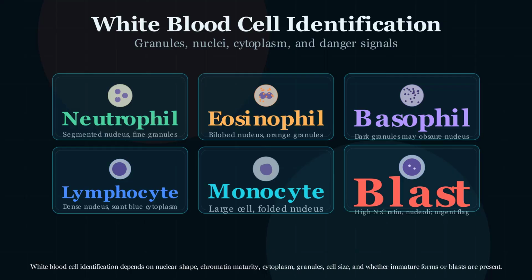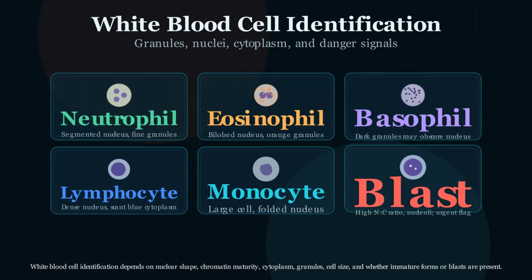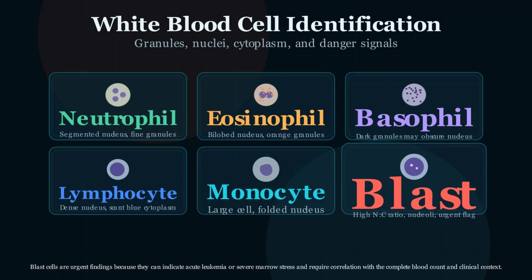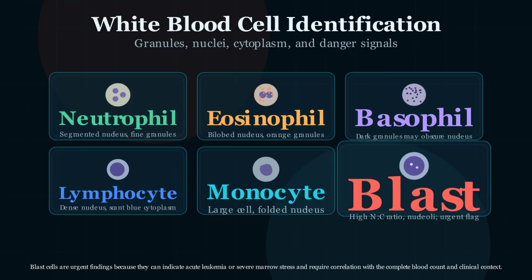White blood cell identification depends on nuclear shape, chromatin maturity, cytoplasm, granules, cell size, and whether immature forms or blasts are present. Blast cells are urgent findings because they can indicate acute leukemia or severe marrow stress and require correlation with the complete blood count and clinical context.